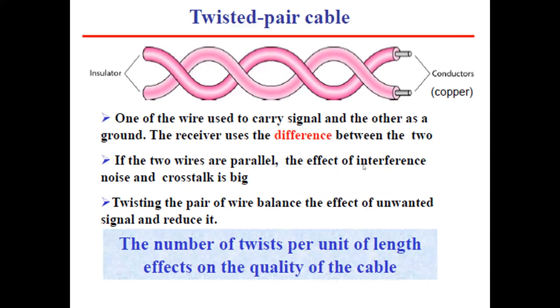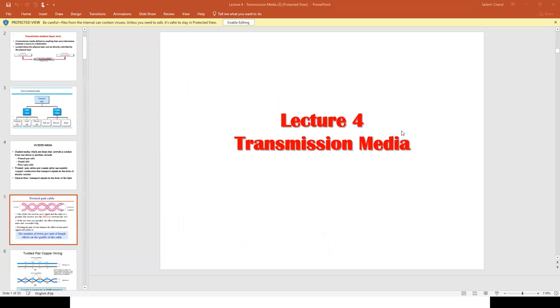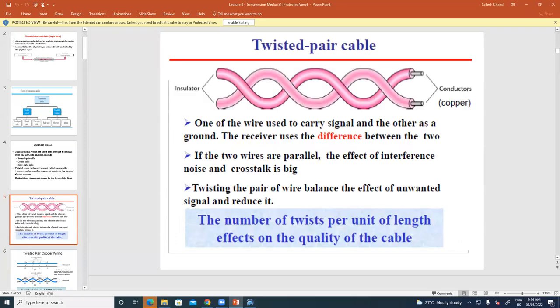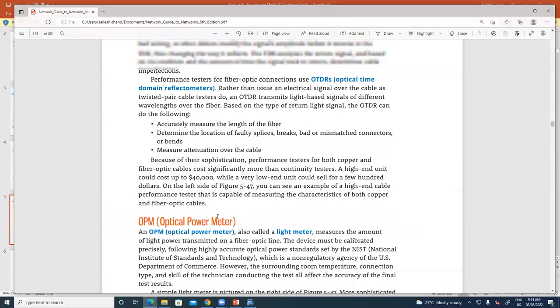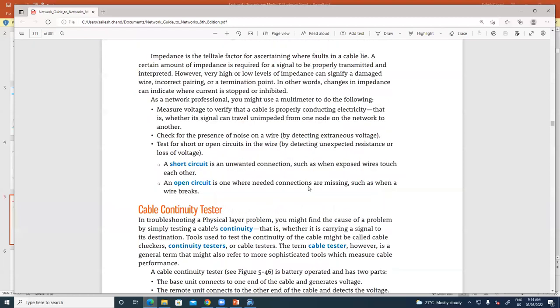I will also make reference to the textbook that we have there. Another textbook in regards to the cables.